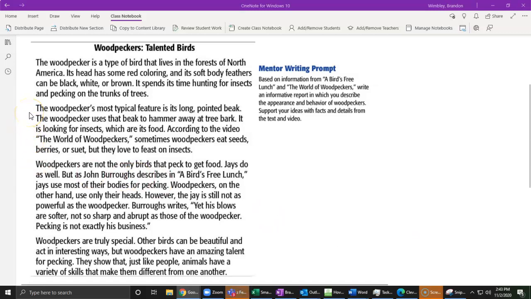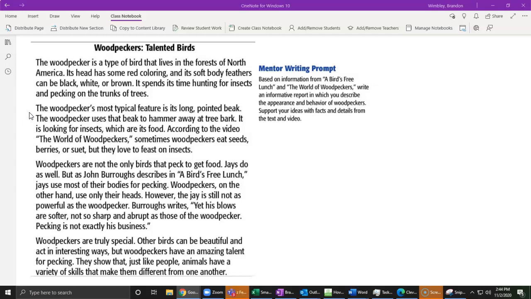The woodpecker's most typical feature is its long, pointed beak. The woodpecker uses that beak to hammer away at tree bark. It is looking for insects, which are its food. According to the video, The World of Woodpeckers, sometimes woodpeckers eat seeds, berries, or suet, but they love to feast on insects. Woodpeckers are not the only birds that peck to get food.